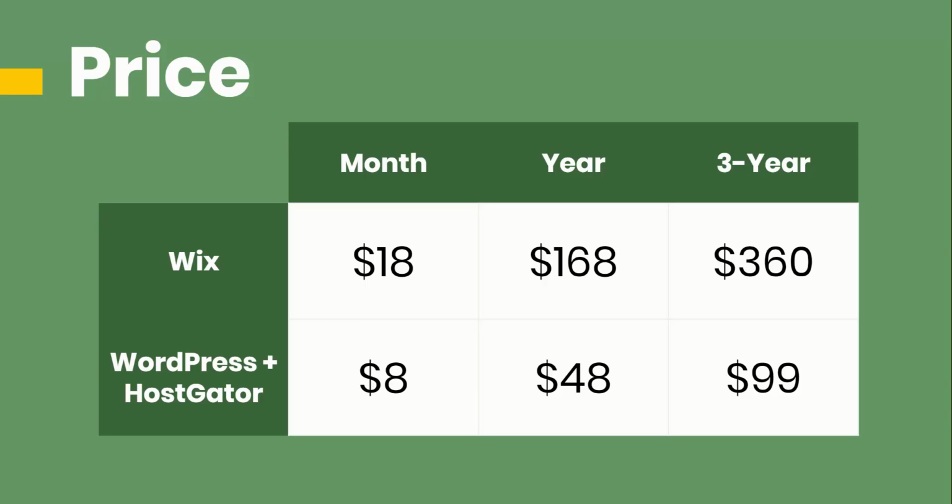And you can do up to a 3-year term, so Wix will be at $360 if you do that. The starter discount on HostGator with WordPress is going to run you about $99. Obviously, we can see here that if you're looking to save money, WordPress is the way to go.